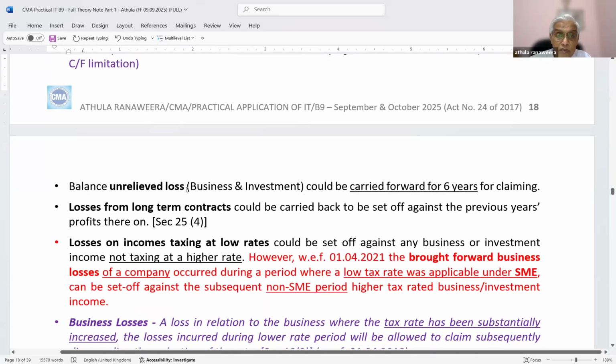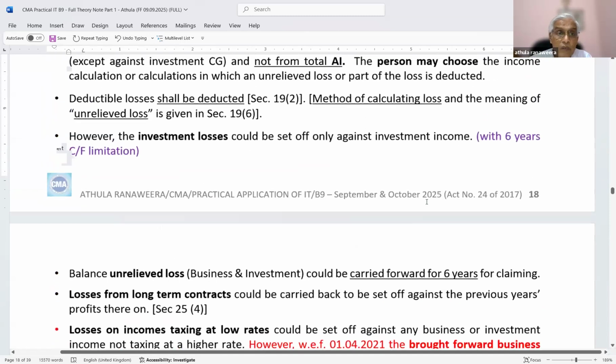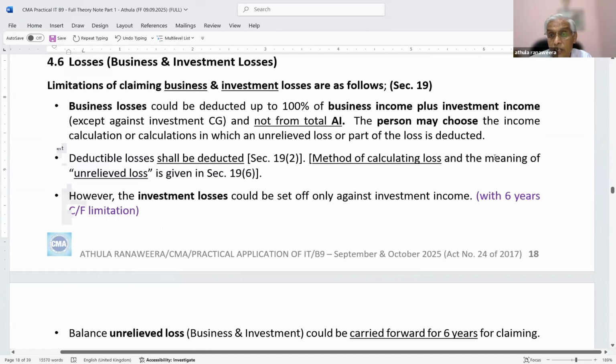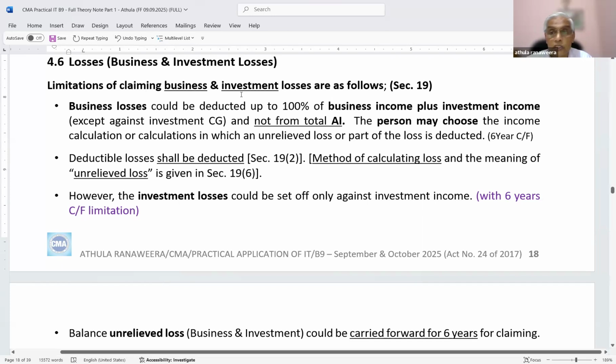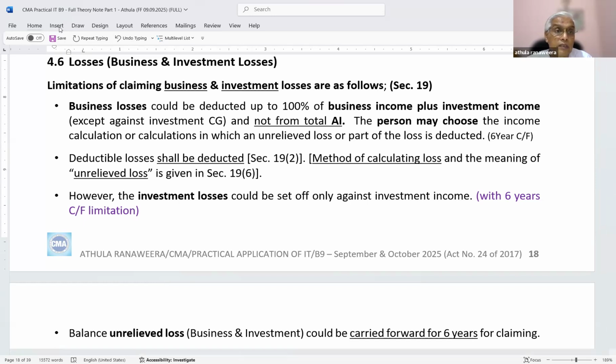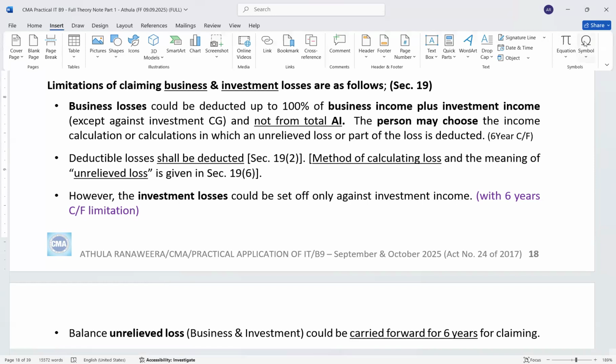The balance unrelieved loss, whether business or investment, could be carried forward for the next 6 years for claiming. The 6-year carry forward facility is there, even in that case. Do you have any questions?